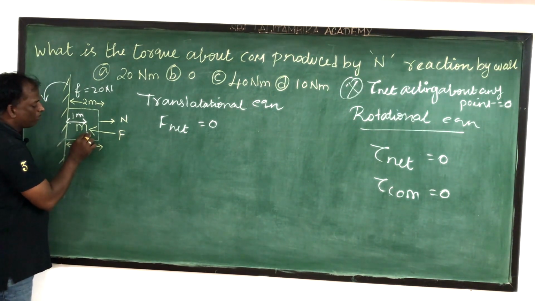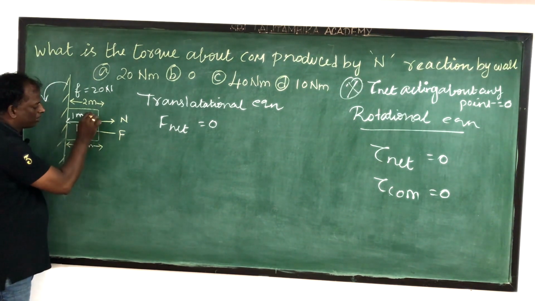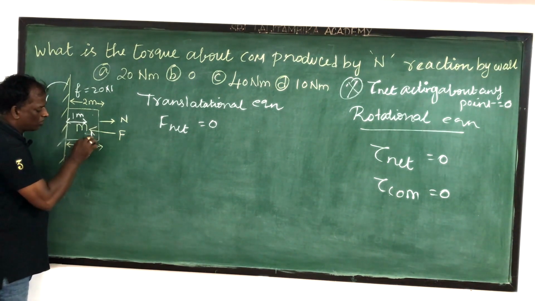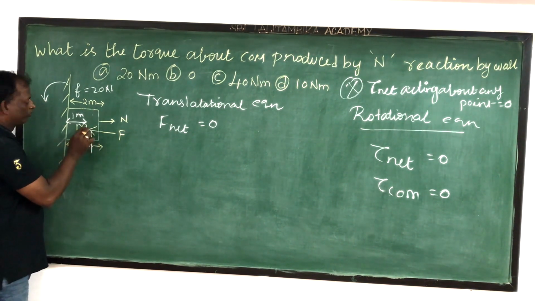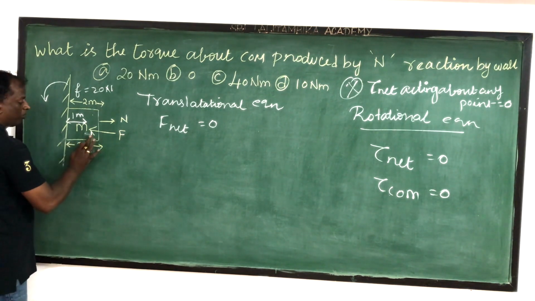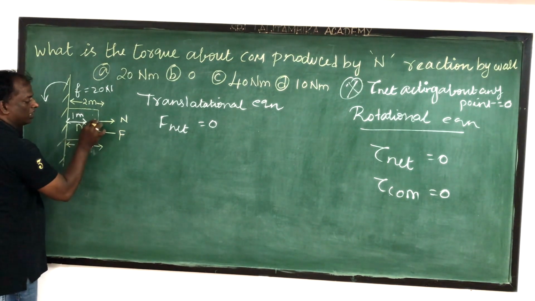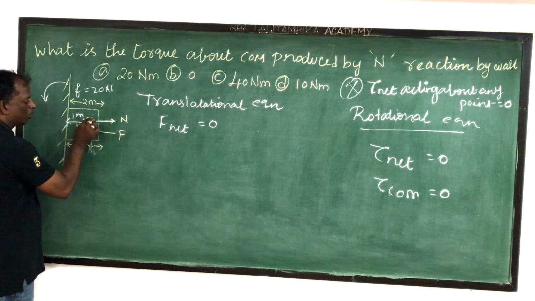Moreover, normal reactions will be acting on this. So the normal reaction acts here. The normal reaction will be acting on this. The normal reaction acts here. So its distance is x.